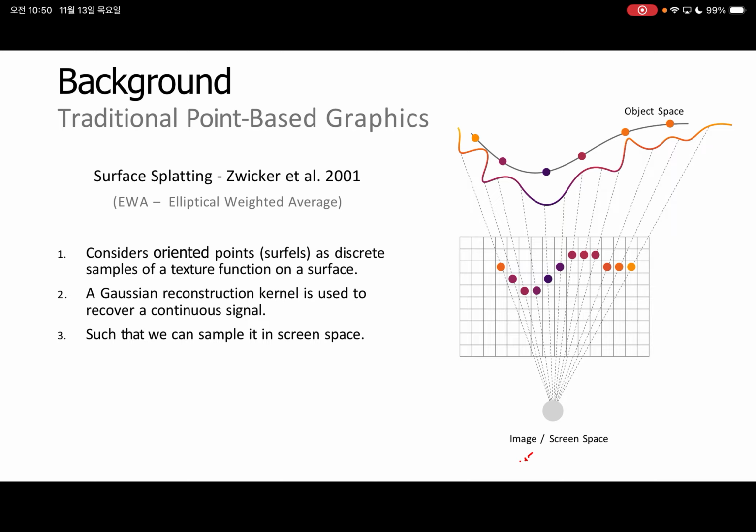So using this kind of combination of Gaussians and point-based graphics, this kind of point-based rendering was already introduced quite a long time ago. But the rendering quality or efficiency was not good compared to 3D Gaussian splatting. This kind of point-based graphics was already introduced a long time ago.